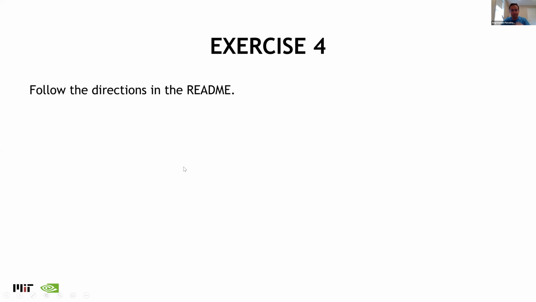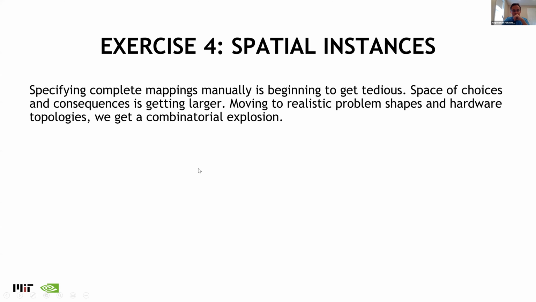Back to the PowerPoint. So one of the takeaways behind this, and I don't know if it's obvious, is that specifying these complete mappings manually is beginning to get a little tedious, because for each temporal level, for each spatial level, you have to decide what are the factors that you need to give to each loop nest. You have to describe what permutation you need to give to each loop nest. You have to decide whether you want to do bypassing or not, right? So describing a mapping is tedious.